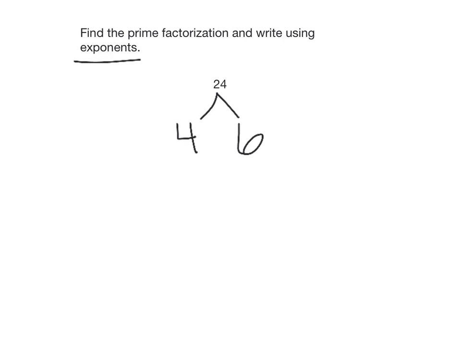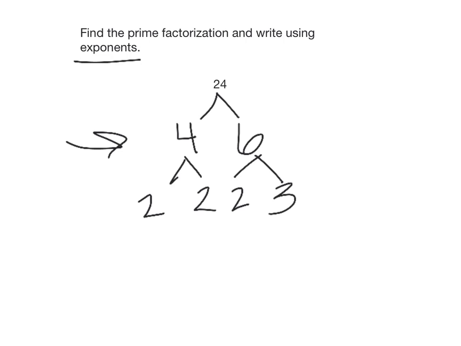Okay, now I have to think about my next line. Are 4 and 6 both prime numbers? They are not. I can take 4, and that is 2 times 2. And I can take 6, and that is 2 times 3. Okay, I am now to the point that all of my numbers at the end are prime. So now I can write it in expanded form and using exponents.